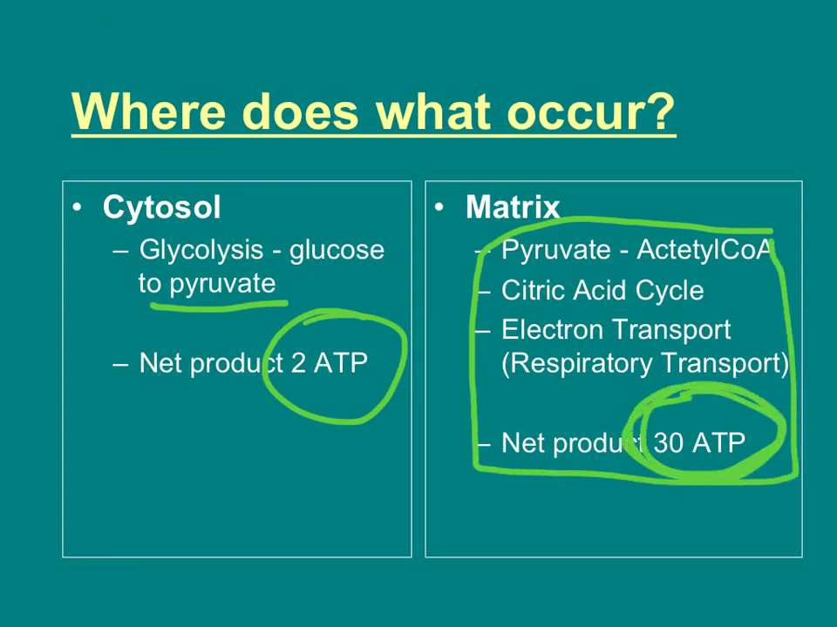gets made. All right? So we're going to talk about glycolysis as number one, citric acid as two. We probably should talk about this as being 1A, the conversion of pyruvate into acetyl-CoA. And then the electron transport is number three. You still don't have ATP at the end of the respiratory transport chain. There's one more thing after that. Does anybody know what it is? Oxygen. The ATP synthase.